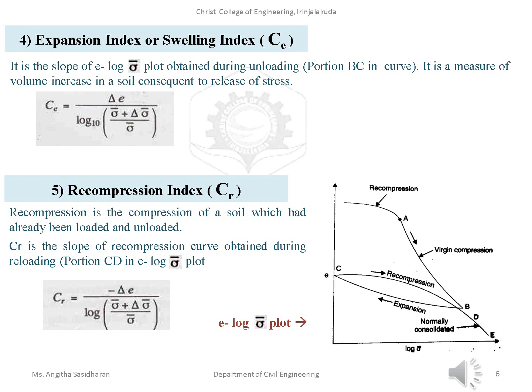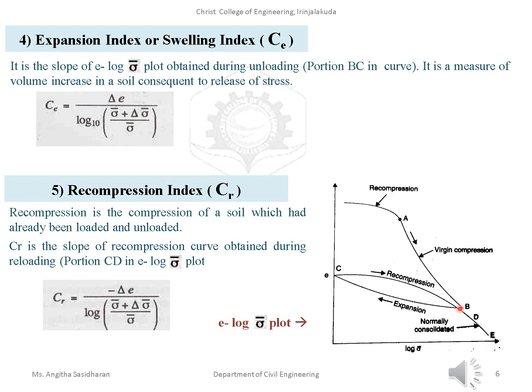Next is the expansion index or swelling index, represented by Ce. It is the slope of the e log sigma bar curve obtained during unloading. This is the loading part, this is the unloading part. The portion BC in this curve corresponds to unloading, and if you take the slope of the e log p curve there, you will get the Ce value.